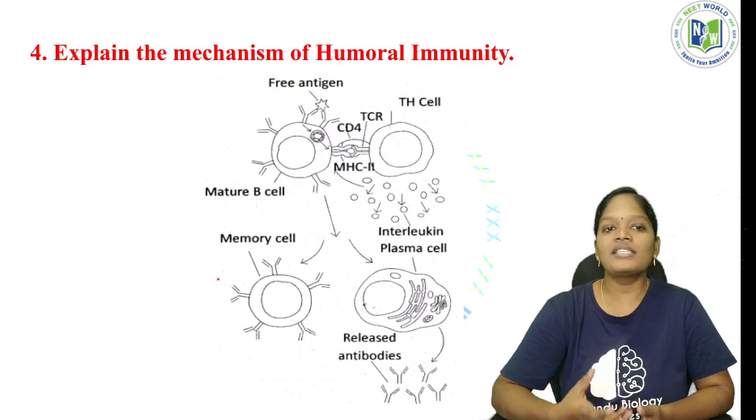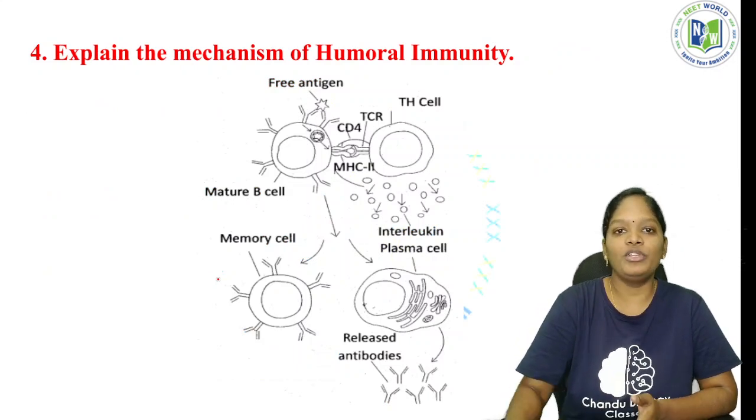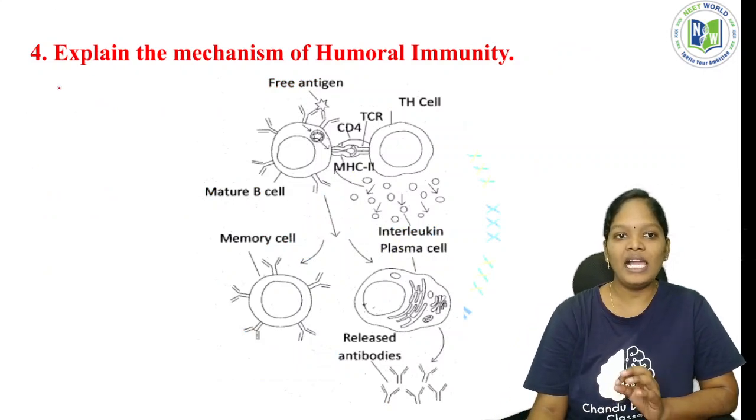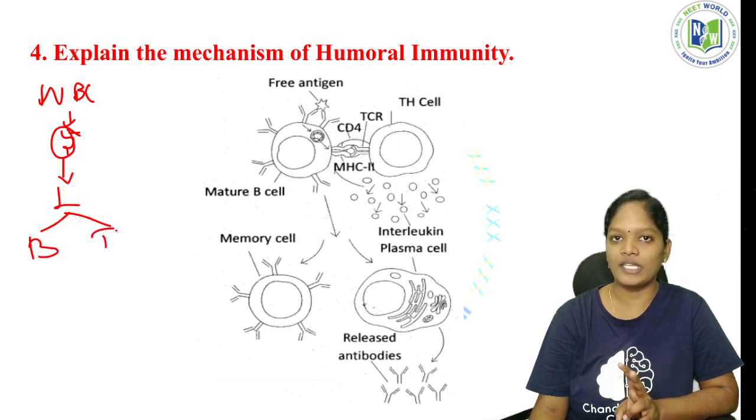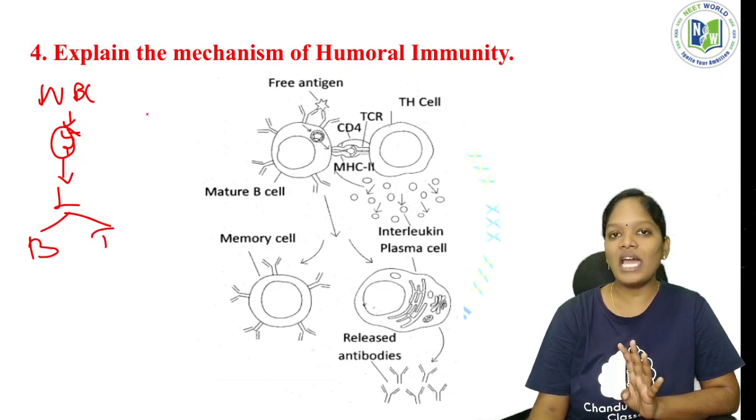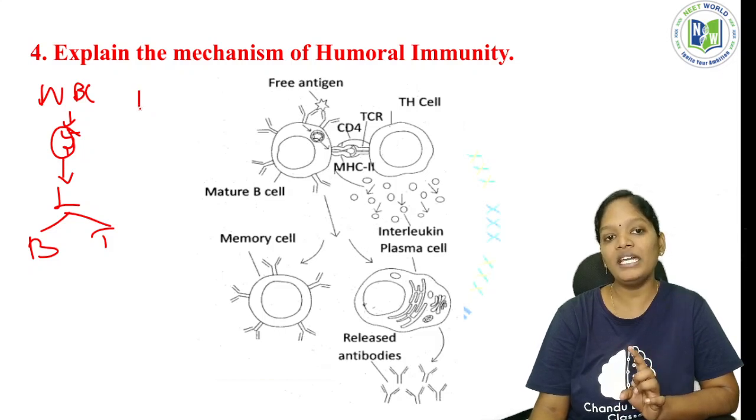Next comes the humoral immunity. I will explain to you. As I have mentioned before, in the WBC we are having 5 different types of cells. Among them, the most important cell will be the lymphocytes. In the lymphocytes we are having 2 different types of cells, that is B cell lymphocyte and T cell lymphocyte. So we have studied about these 4 different barriers which come under the innate immunity.